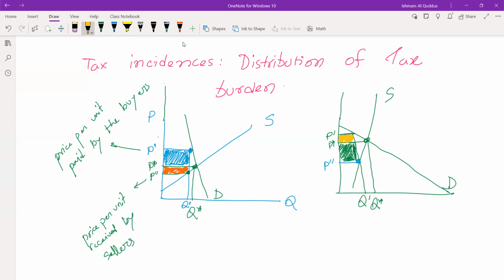In our maths or in Eco 1.1, we are going to assume that the elasticity is equal for both the demand function and the supply function. The elasticity is the same. So the tax burden hence would also be equal.